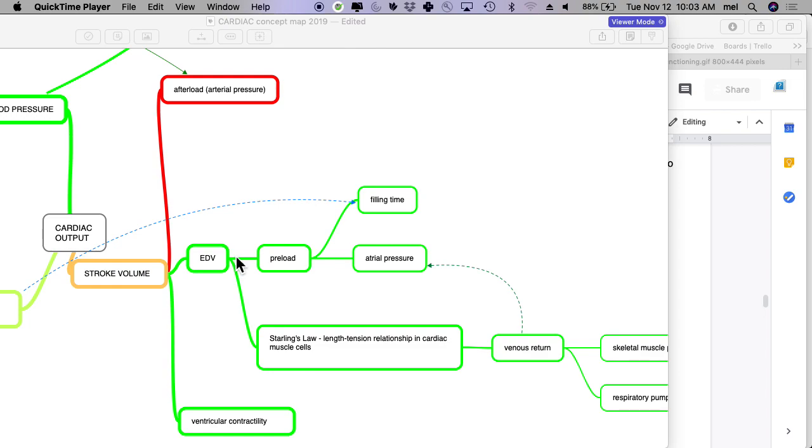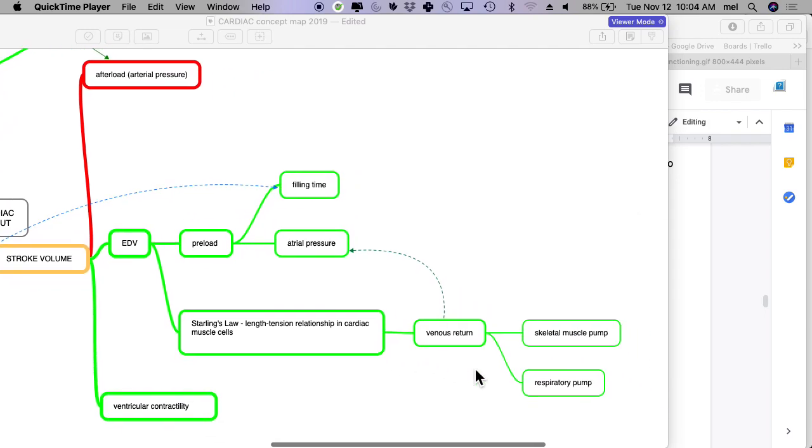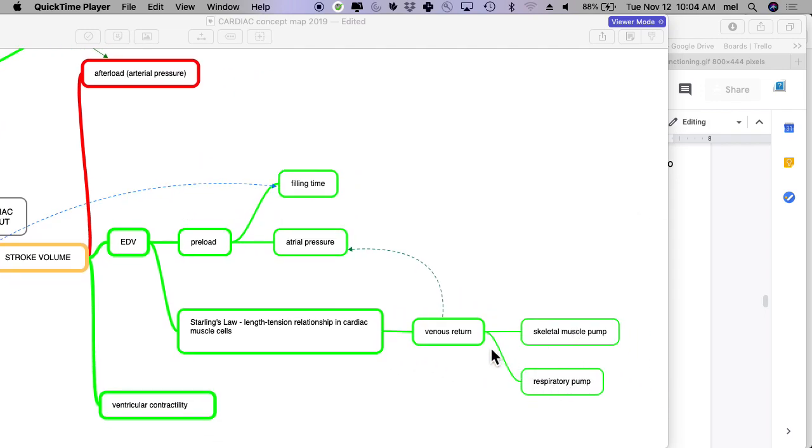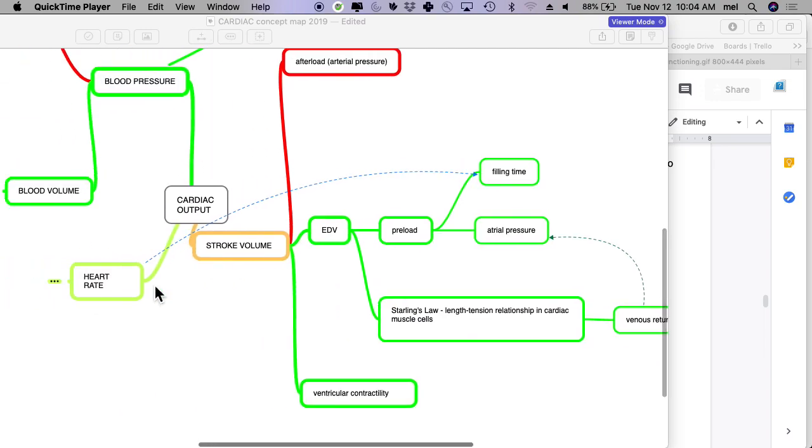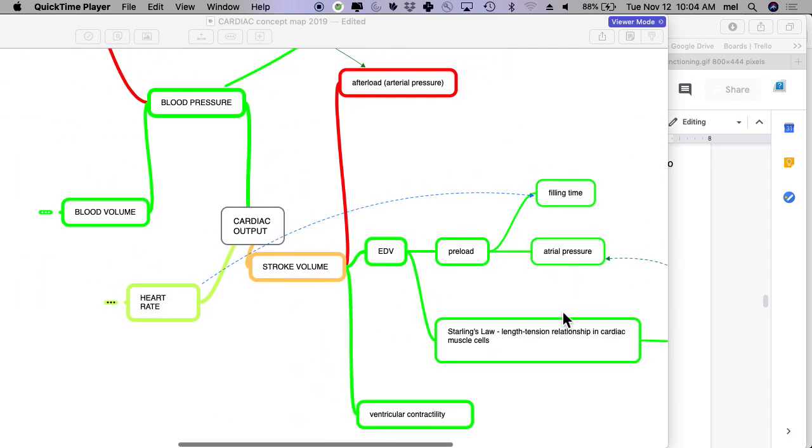Preload is directly related to volume, but there's also Starling's law. Starling's law says that if you stretch the cardiac muscle cells, they'll actually contract better, which is also volume dependent. So please note that all of these things are related to volume. They're related in a couple of different ways, because skeletal muscle pump and respiratory pump aid in venous return, which of course causes more atrial pressure, which causes more preload, right? Filling time is related to heart rate, right?